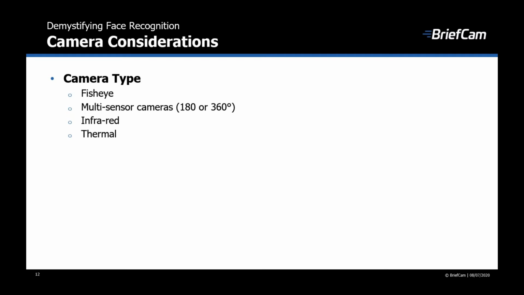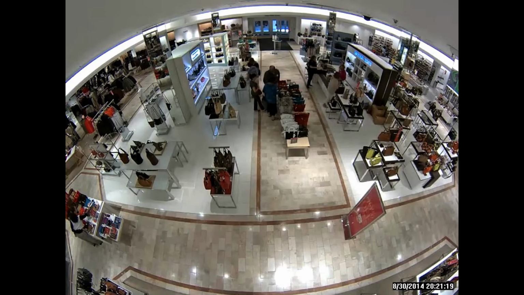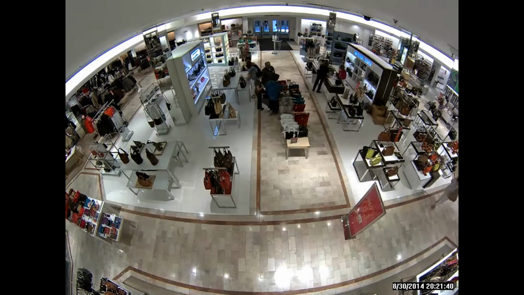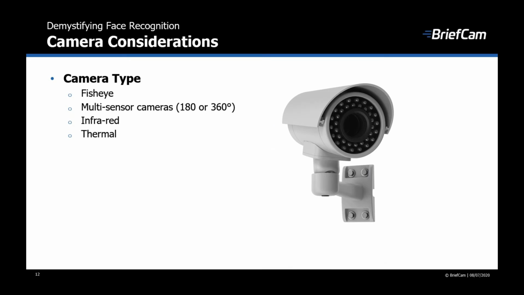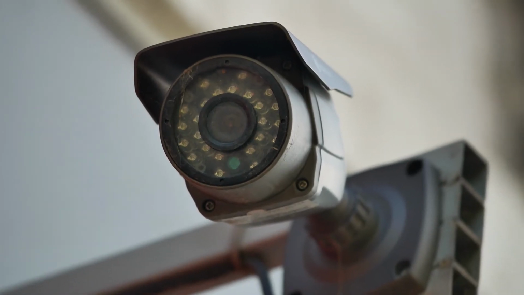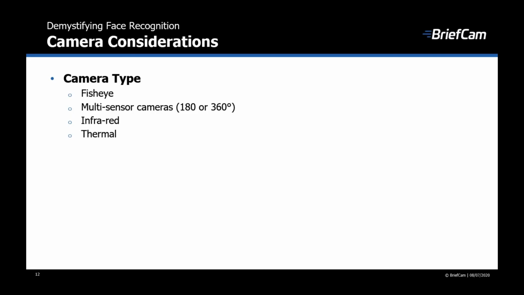There are many camera types with different benefits, such as cameras that can cover a large field of view, like fisheye or multi-sensor cameras, and cameras that are sensitive to non-visible light and can be used in the dark, for example, infrared or thermal cameras. These cameras typically produce video with less data that's available and relevant to support the facial recognition algorithm. As a result, the accuracy could be lower compared to standard color cameras.